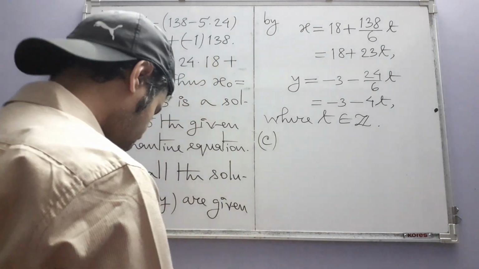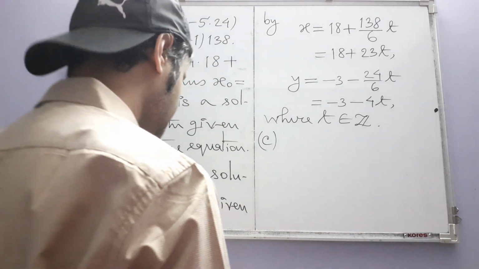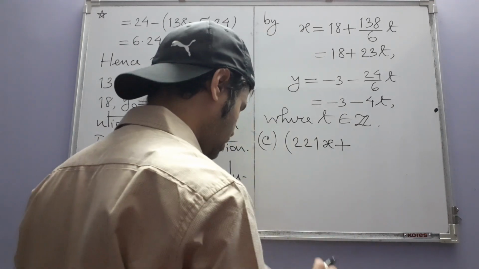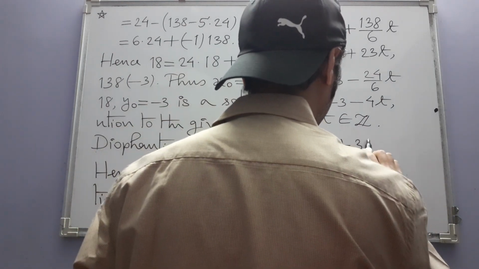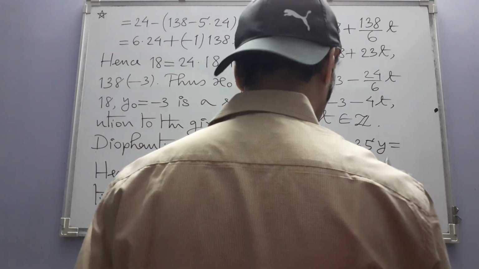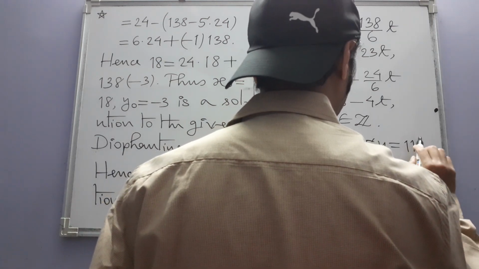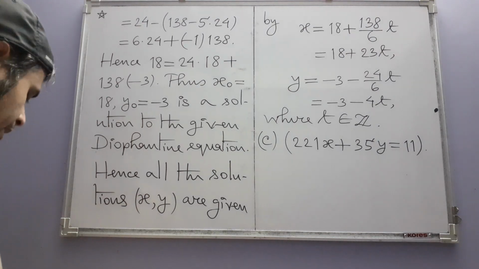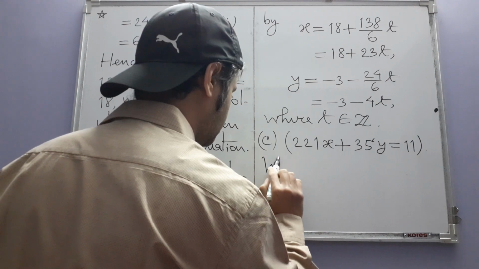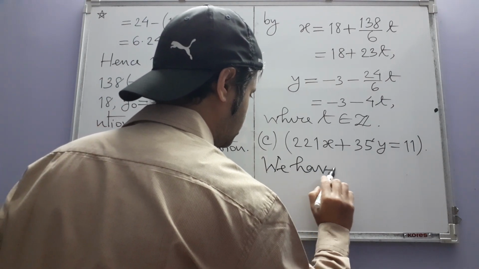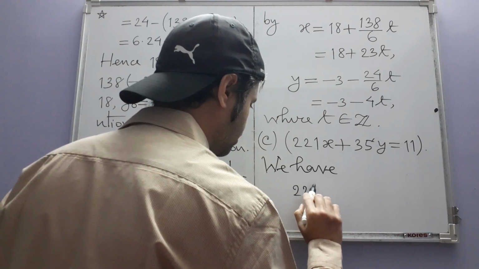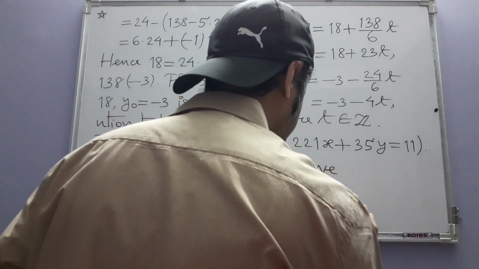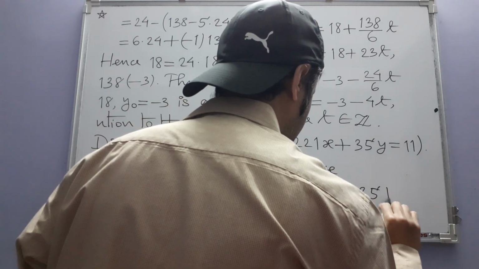Finally we have C, and in C the equation was this: 221x plus 35y equal to 11. We have, so first we divide 221 by 35. Doing that, what do we get? 6 times 35 plus 11.